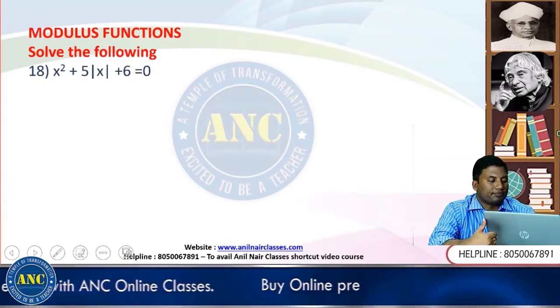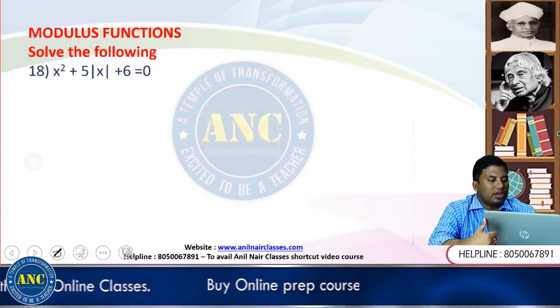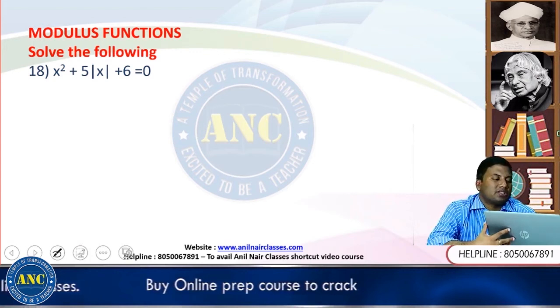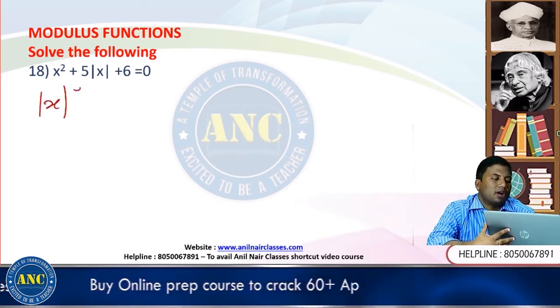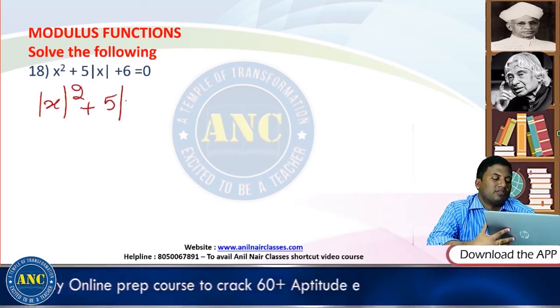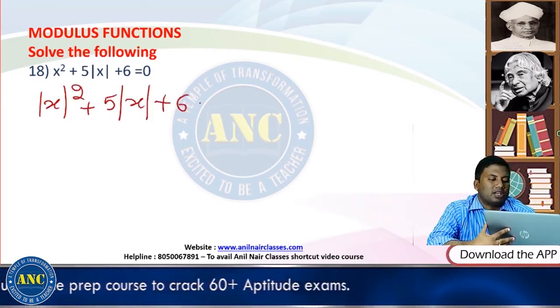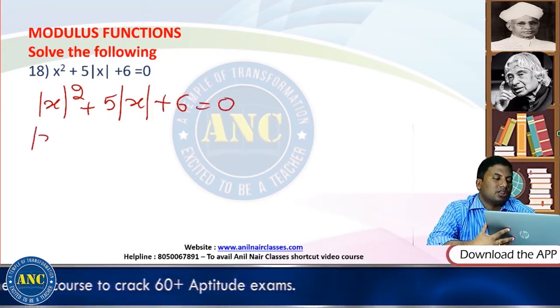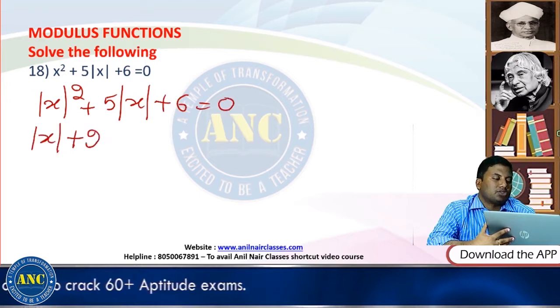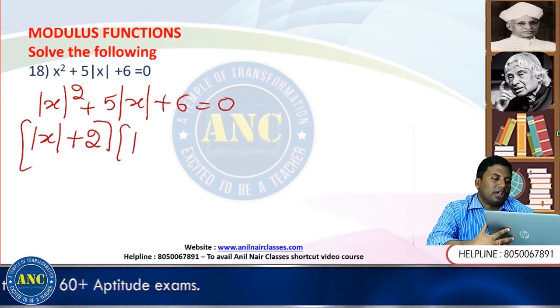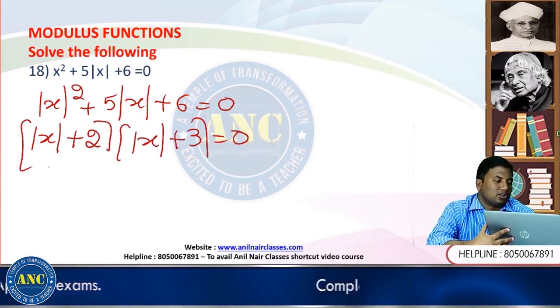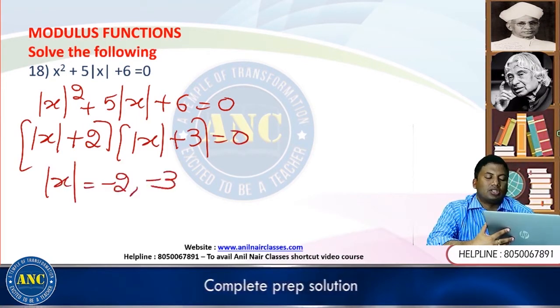18th question. x square plus 5 mod x plus 6 equivalent to 0. Mod x whole square plus 5 mod x plus 6 equivalent to 0. These are nothing but mod x plus 2 into mod x plus 3 equivalent to 0. This is how students will solve it. Mod x is nothing but minus 2, minus 3.